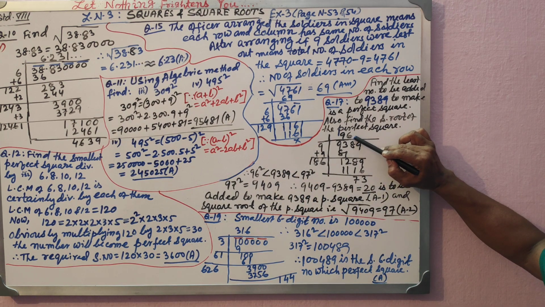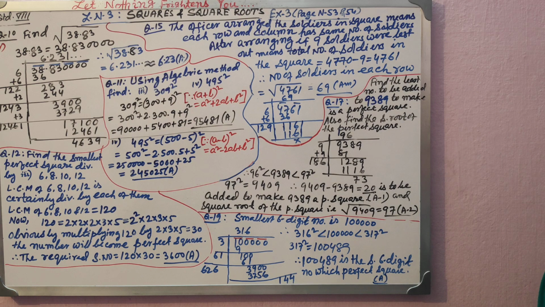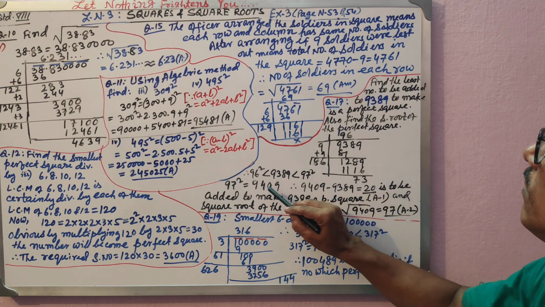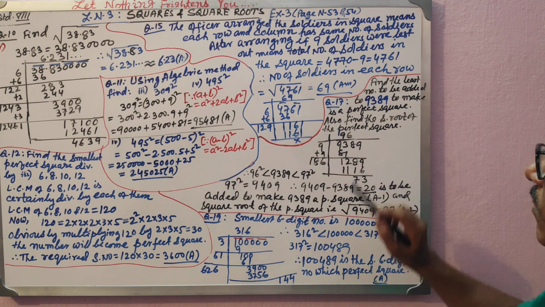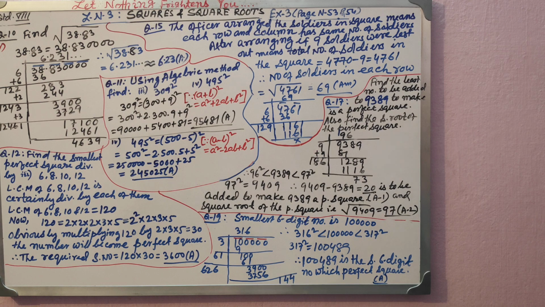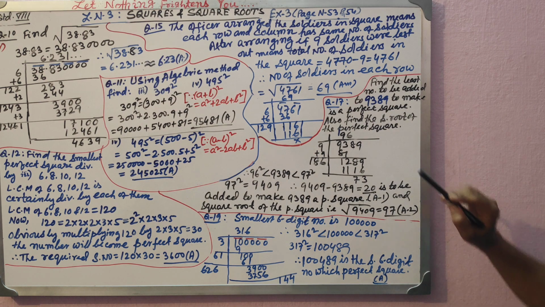The next number after 96 is 97. So from 97 square, whatever it is, if you subtract this number, you will get the answer. From 97 square, if you subtract this particular number, you will get the answer. That much has to be added.